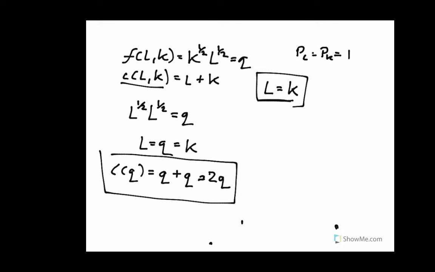By the way, in some classes they may refer to PL as W, wage, and PK as R, the rental rate. So that's just one thing to look out for if you use a little bit different notation, but it's all the same problem. It's all trying to minimize this cost subject to this, and then we're able to substitute and find our cost function.